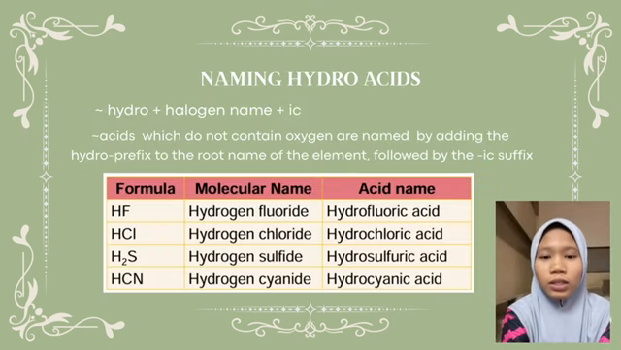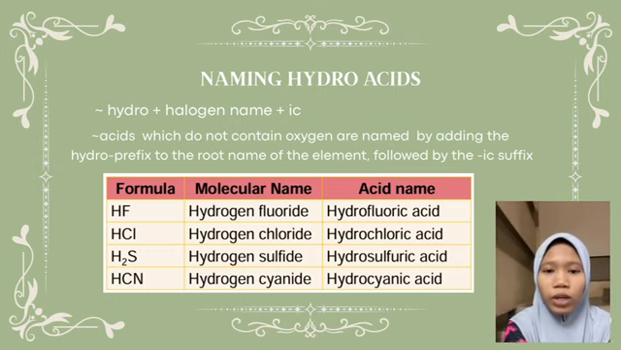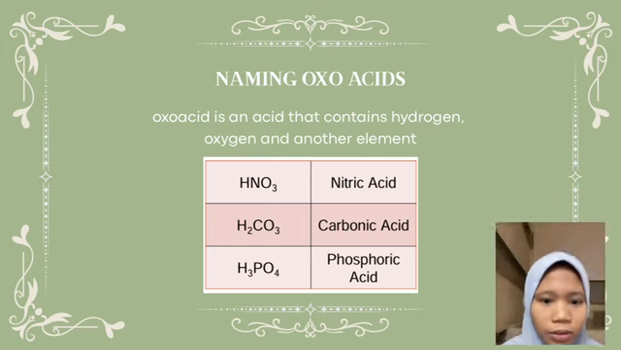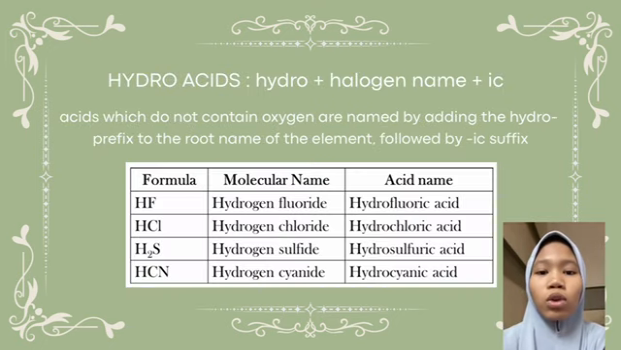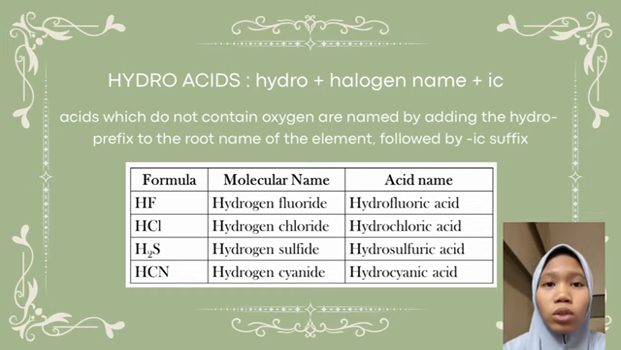Next, hydro plus the halogen name plus -ic. After that, acids which do not contain oxygen are named after the element. Oxoacid is an acid that contains hydrogen, oxygen and another element. Acids which do not contain oxygen are named by adding the hydro prefix to the root name of the element.